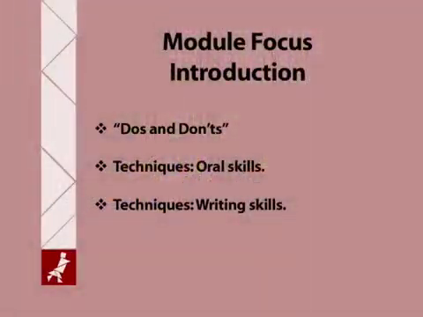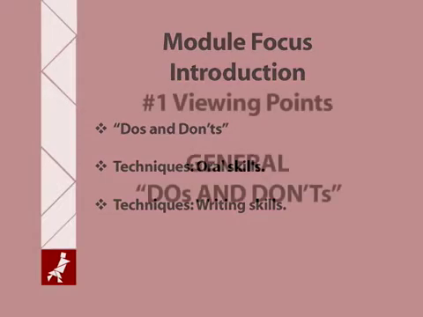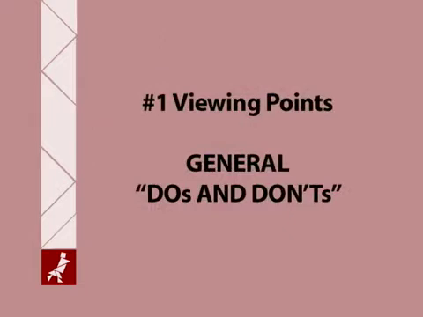In this module, we'll look at some general do's and don'ts for formative learner feedback and some specific techniques for giving feedback on work that students have produced when the primary focus is on oral skills and on writing skills. Number 1, viewing points, general do's and don'ts.